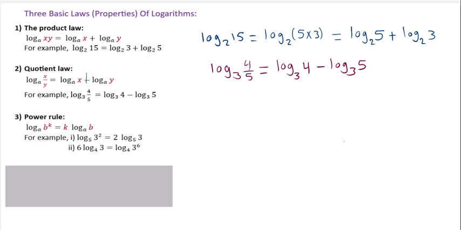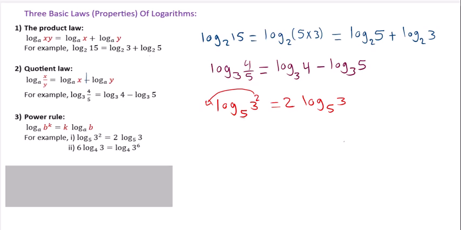One example for this. If I have log to base 5 of 3 to the power of 2, it can be written like this: 2 will be the coefficient. So 2 multiplied by log to base 5 of 3. And this way I can get rid of the power of the argument.